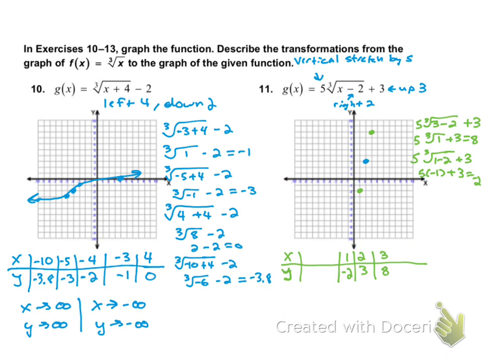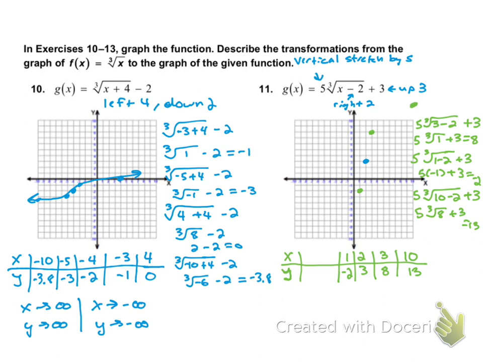All right, so next, I could go 10. I'll just go ahead and do 10, even though it'll be off the graph. And that'll give me 5 times the cube root of 10 minus 2 plus 3. That'll be 5 times the cube root of 8 plus 3. So that'll be 5 times 2, which is 10, plus 3, so that'll give me 13. So 10, 13 up here.